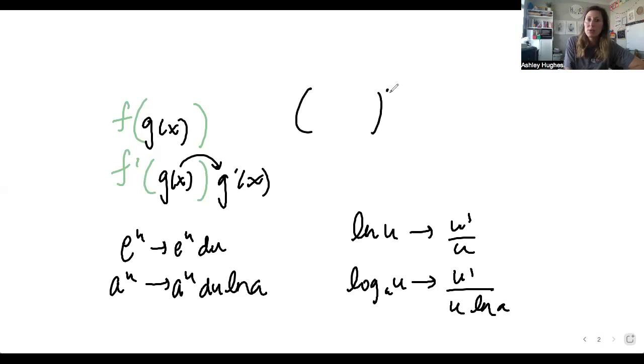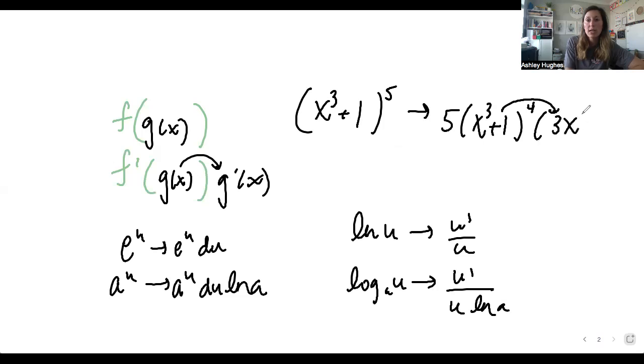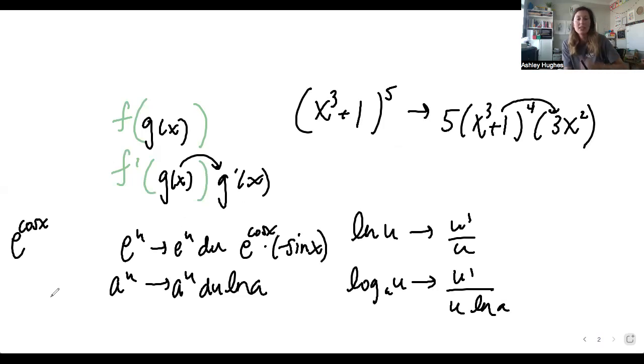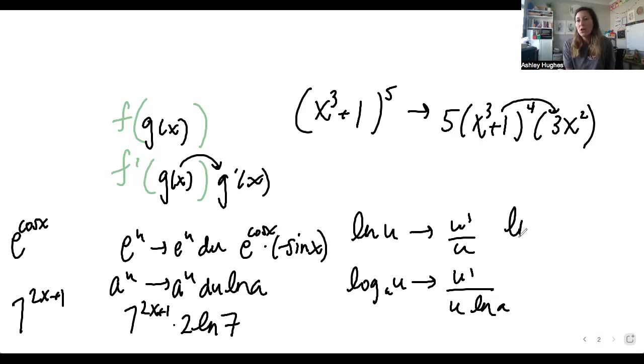Okay, so to give you one last example, if I had something like x cubed plus 1 to the 5th, the derivative of that is 5 (x cubed plus 1) to the 4th times the derivative of this, which is 3x squared. If I have e to the cosine x, the derivative would be e to the cosine x times the derivative of that, which is negative sine. If you had 7 to the 2x plus 1, the derivative would be 7 to the 2x plus 1 times 2, that's the derivative of this, times the natural log of 7. If you have log of anything, let's do log of sine for fun, the derivative is going to be u prime, so the derivative of this over this itself.